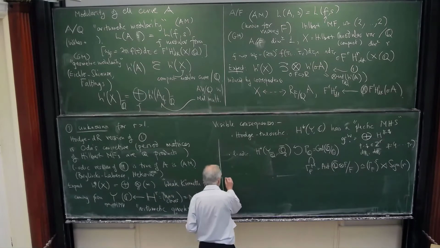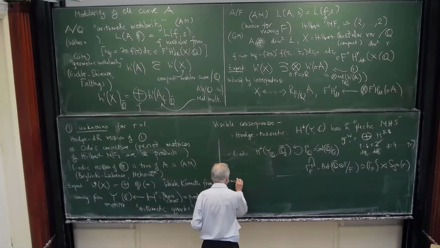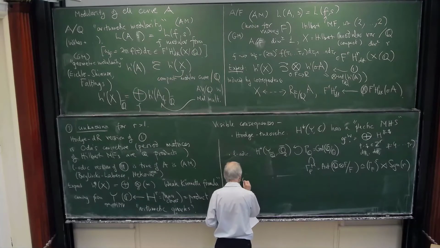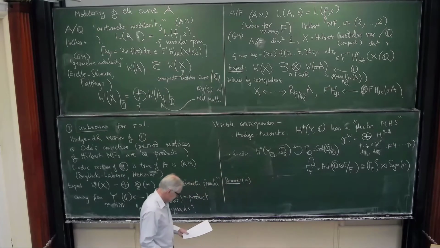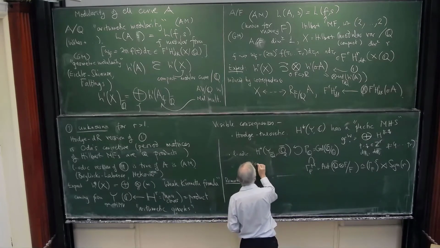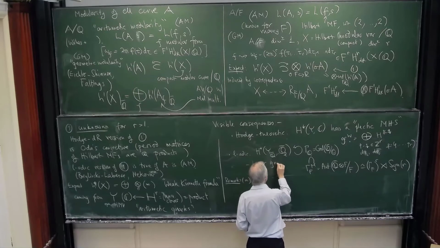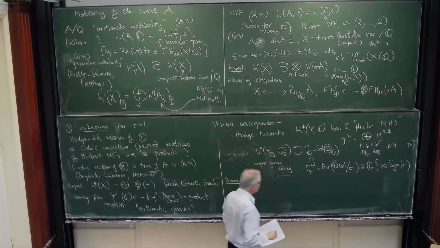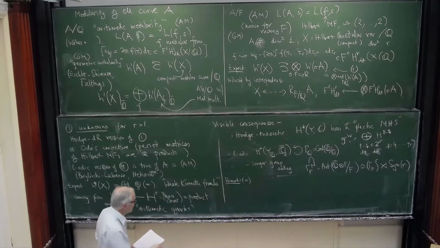Okay, I need to make two remarks about this. So this acts on the cohomology. Yes, so this thing acts. So this is also acting, so we have the larger group acting. And so where does this group come from?